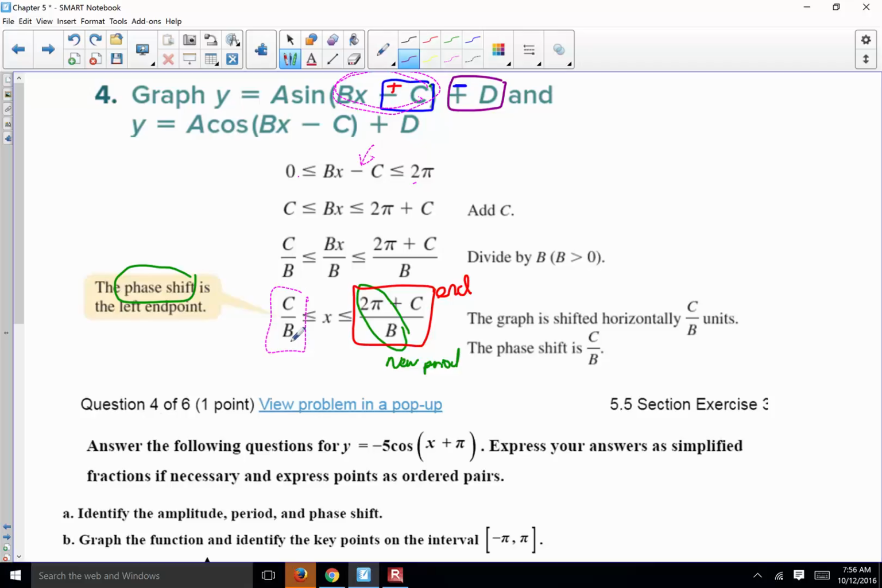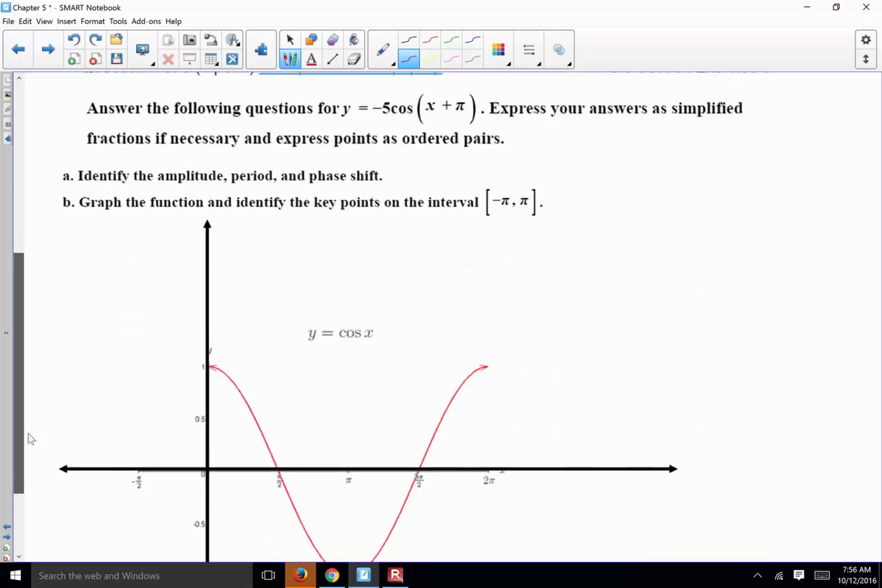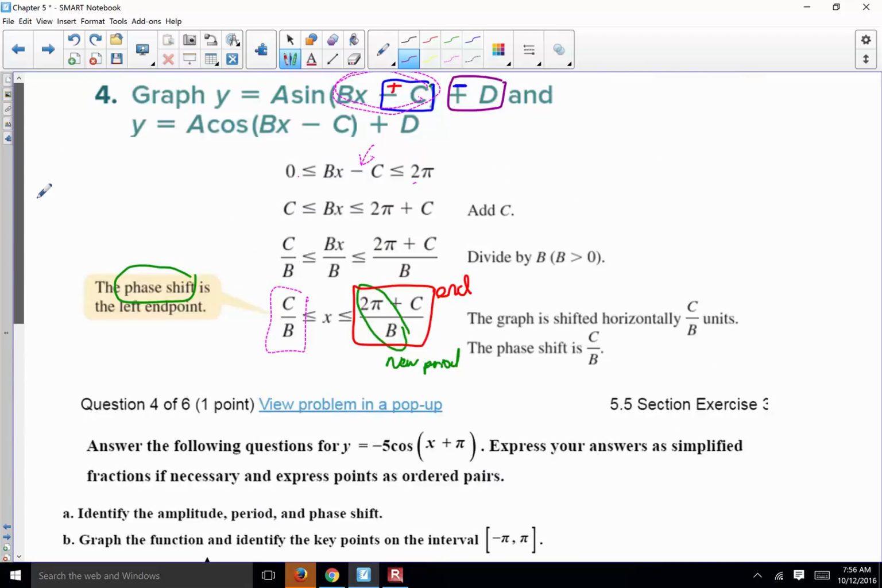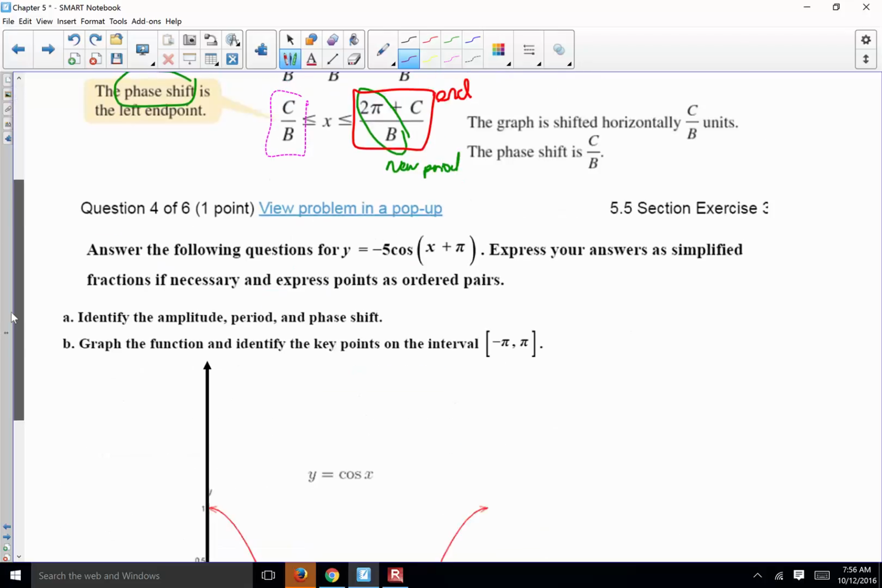Phase shift is C over B. Period is 2 pi over B. Start is C over B, end is 2 pi plus C over B. That's it. Let's put this into work in this question. Is it clear? So what we did here is just take the inside into the middle and solve. That's it. There are no tricks here.